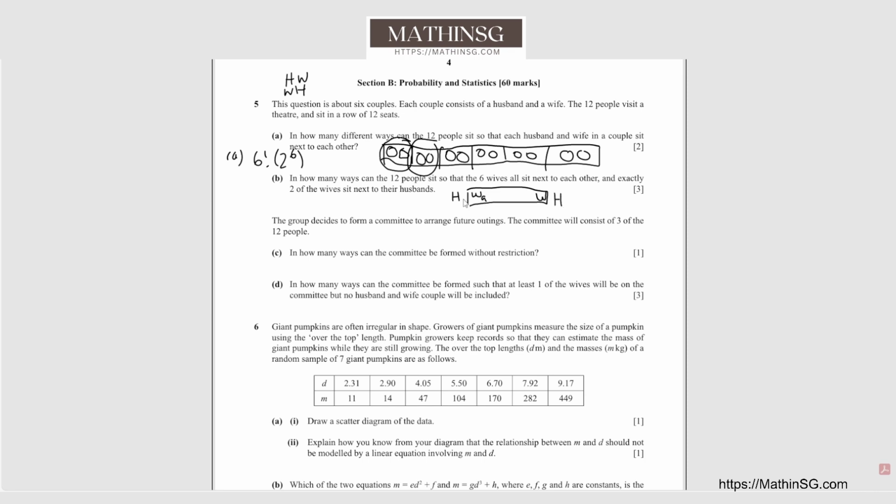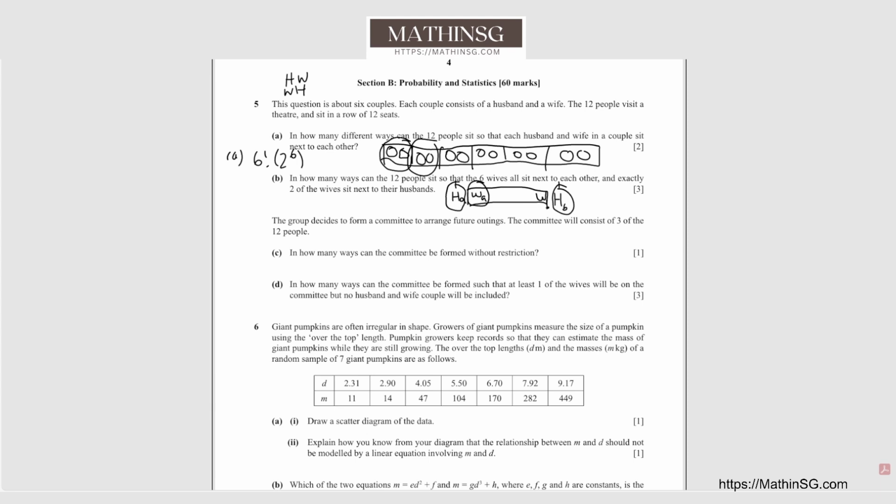So if this is wife A, this is husband A. If this is wife B, this is husband B. So in other words, these 2 husbands have no choice in their seats. There's only one way of selecting their seats, because once you have wife A here, husband A must sit here. If you have wife B here, husband B must sit here. Because we need exactly 2 of the wives to sit next to their husbands, and all 6 wives to sit next to each other, it means that the wives sitting at the ends are sitting right beside their husbands.